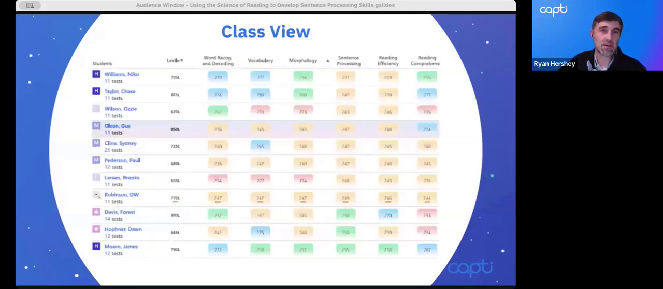And then in the class view, we can dig a little bit deeper. And Read Basics allows us to sort by skill or lexile. So you can see the column headings at the top. I've sorted this data set by the sentence processing skill. You'll notice the columns are arranged in this manner on purpose. So they move from the word level skills on the left all the way to the full text level on the right. So let's look at a couple of these students.